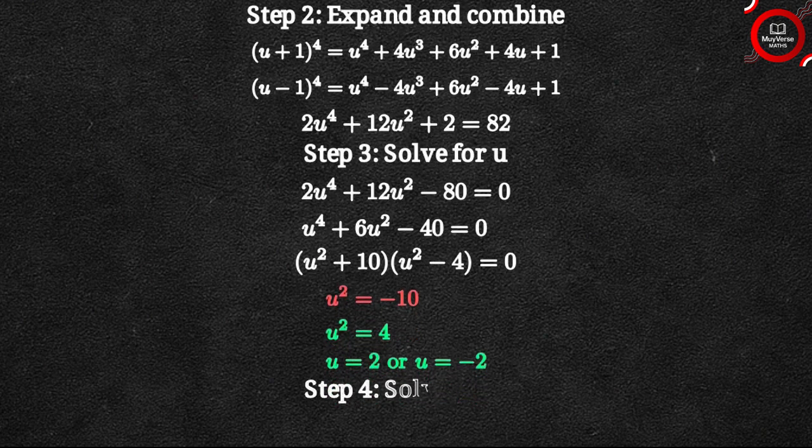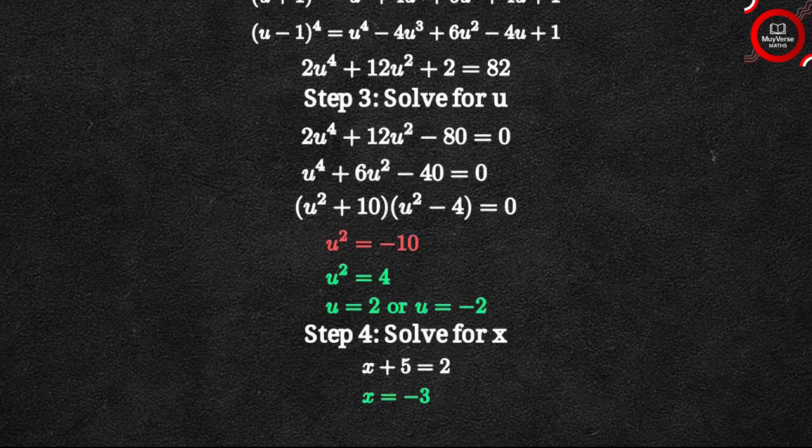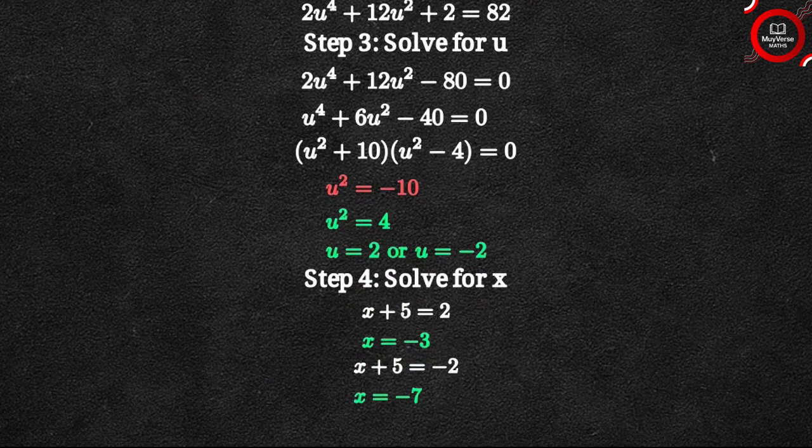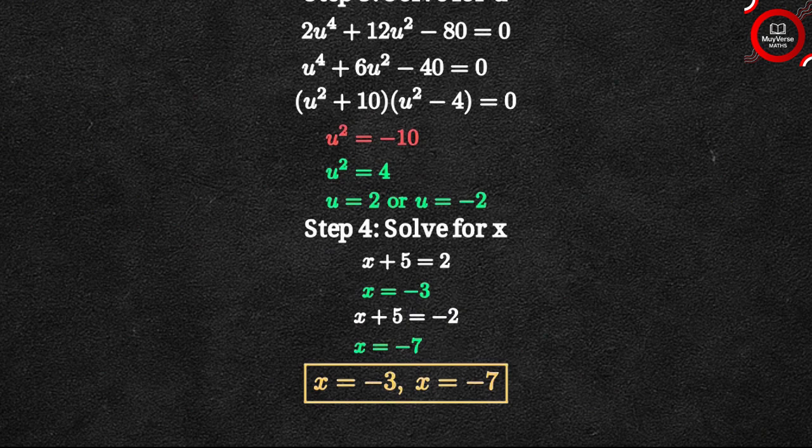Step 4, convert back to x. If u equals 2, then x + 5 equals 2, so x equals -3. If u equals -2, then x + 5 equals -2, so x equals -7. Final answers: x equals -3 and x equals -7.